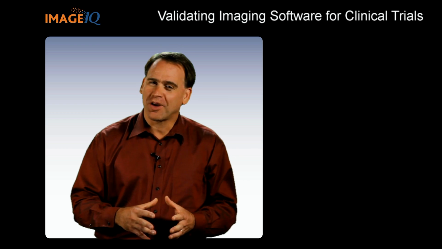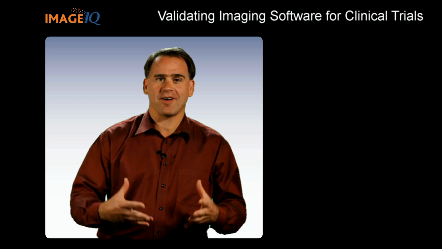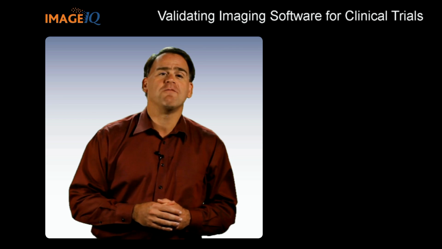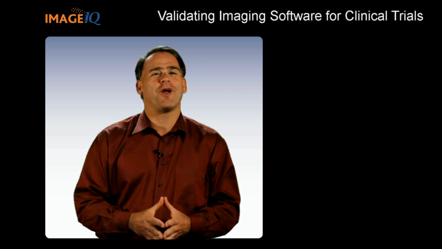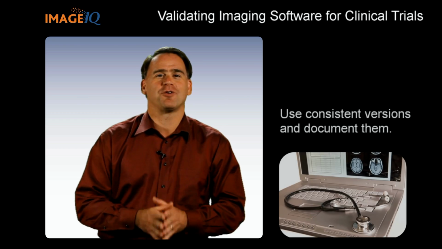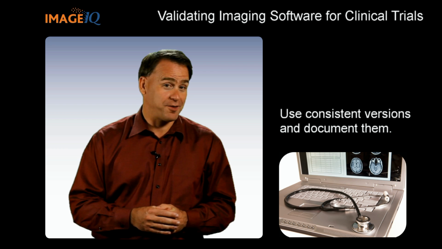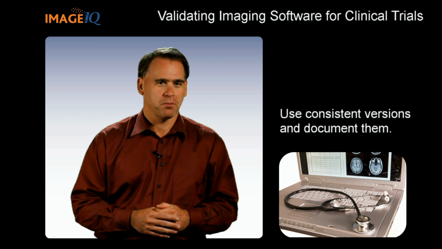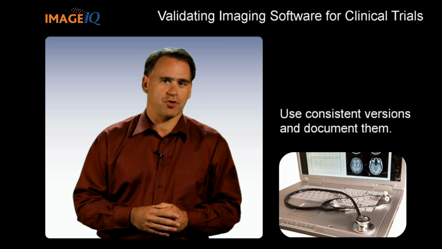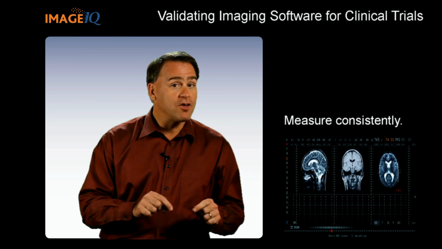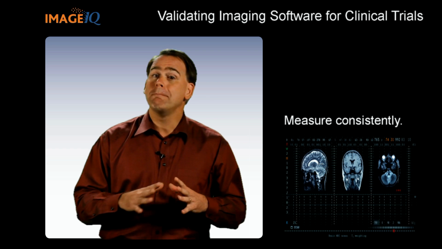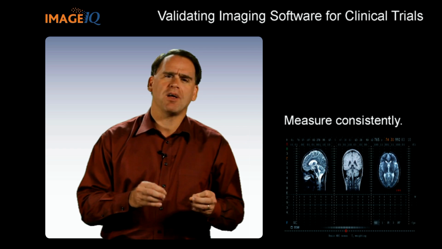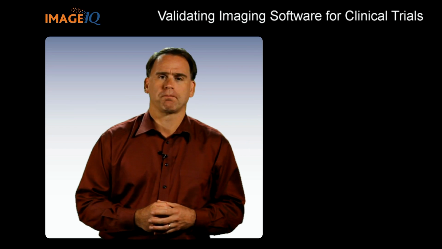Now, for standard measurements like distances or areas or angles, the first and very straightforward thing you can do is make sure that all of your radiologists are using the same version of software and that you document that software version in your records. Now, it's also critical to make sure that your radiologists are performing the measurements in the same way, because today, often there are many ways to accomplish the same measurement with the software they're using.